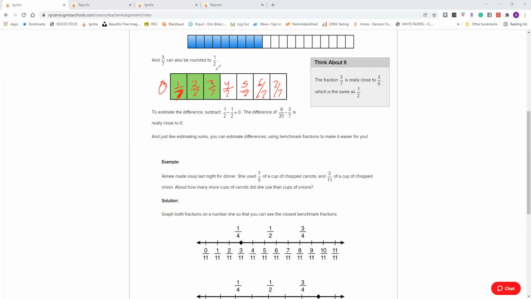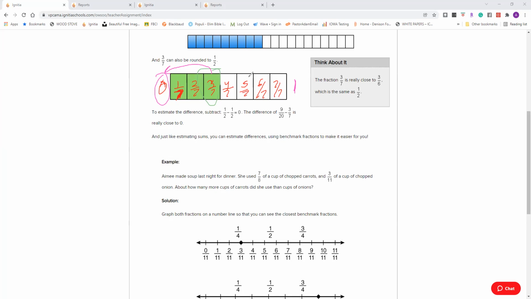So let's take 3/7 and let's estimate this to the nearest whole. If I estimate to the nearest whole, I'm either going to go with 0 or I'm going to go with 1. And then my question becomes, which of these is it closer to, the 0 or the 1? Well, obviously, this is closer to the 0. And so I would estimate it to 0 if I was estimating it to a whole.